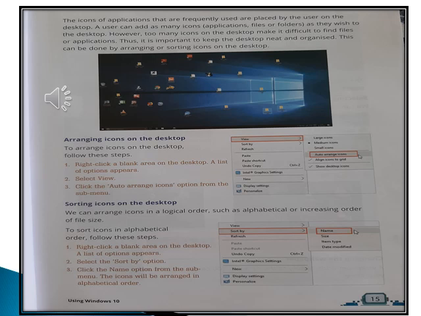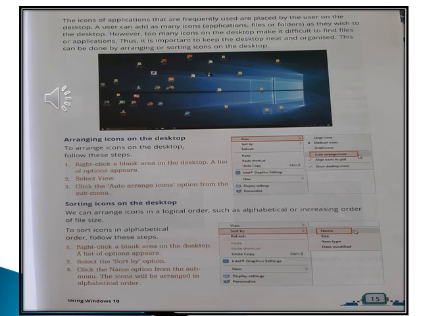So, first one is right-click a blank area on the desktop. A list of options appears. Then, select View. And then click the Auto Arrange Icons option from the submenu. By following these 3 steps, we can arrange icons on the desktop. Next one is sorting icons on the desktop.